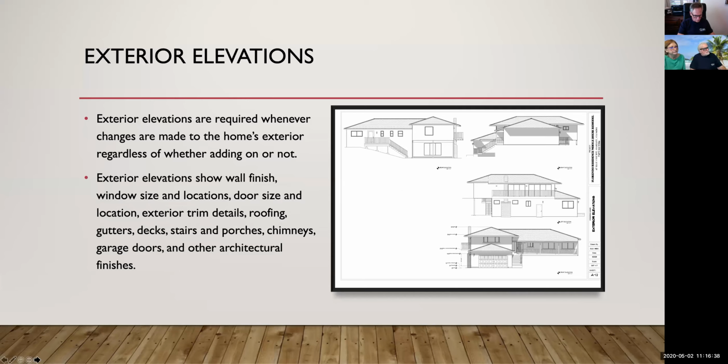Exterior elevations are another important aspect which are required whenever changes are made to a home's exterior. And this is regardless of whether you're adding on or just changing the exterior. Exterior elevations show wall finish. They show window size and locations, door size and location, exterior trim details, roofing, gutters, decks, stairs and porches, chimneys, garage doors, and so many other architectural finishes.